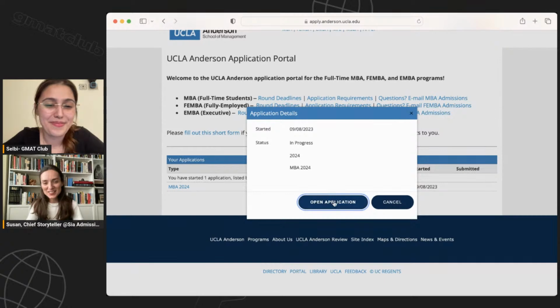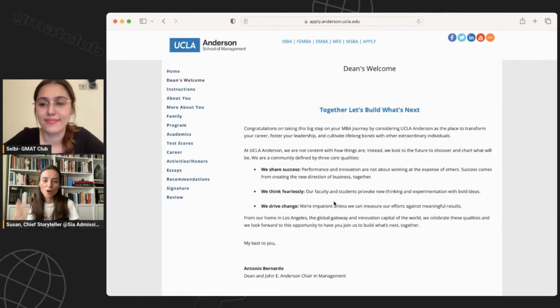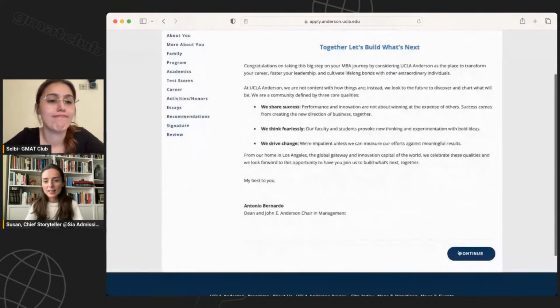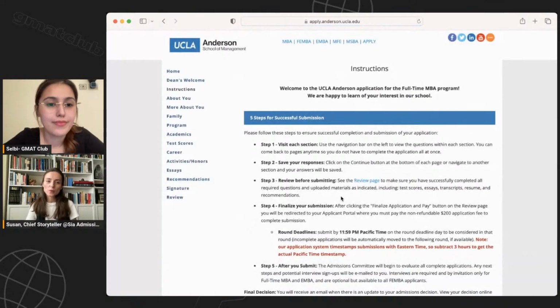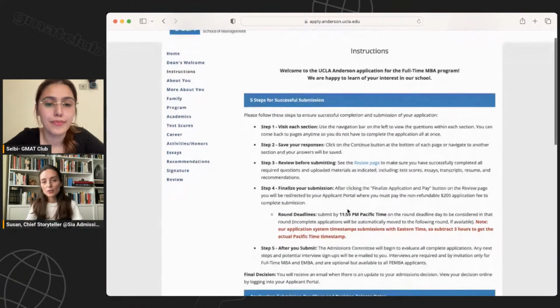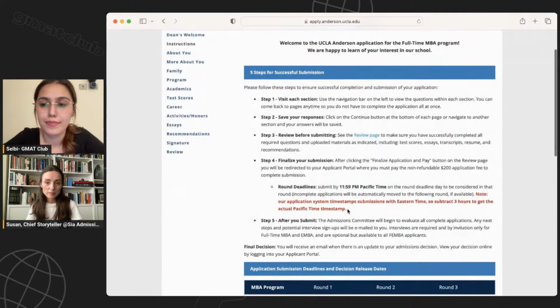Awesome. So let's go right in. I'm going to open the application portal, and you are always led to this welcome page by the dean. Just read through it. It's very straightforward. The next page, once you are done with this one, gives you a little bit of instructions. You really want to make sure that you read through them.